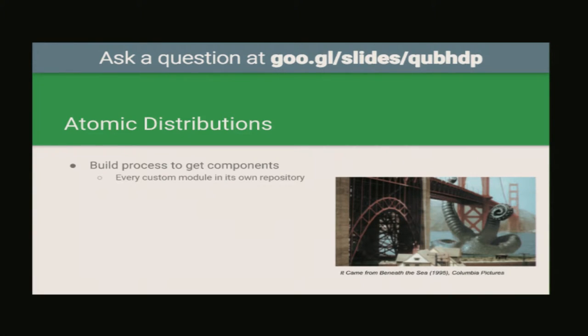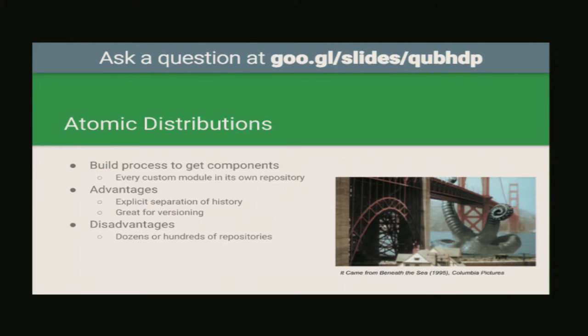You know exactly what's there. There's a README right on the top of the directory. So you have an explicit separation of history. You know exactly what changes have taken place. It's great for versioning. You know exactly this particular module is a repository. Maybe it's pinned to a particular commit ID. Maybe it's pinned to a version, what have you. The disadvantage is you can have dozens or hundreds of repositories.